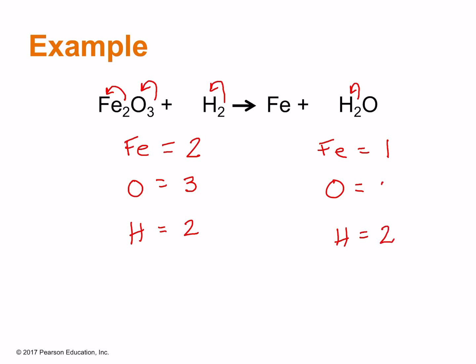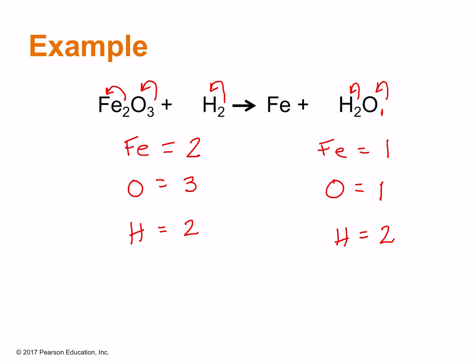Make sure I put that in the right spot. And then we have an imaginary 1 on our oxygen. So if we look, the only thing that's balanced right now are our hydrogens. Otherwise, our irons aren't balanced and our oxygens aren't balanced. So like I was telling you before, the easiest way is to leave the free elements by themselves.